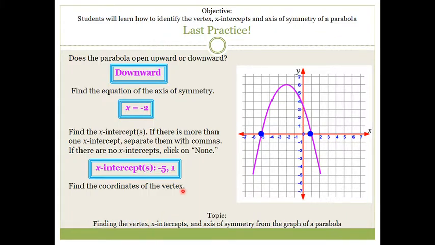And the coordinates of the vertex. Well, there's the vertex right there. And we can see that as an ordered pair, we list the x first, -2. The y coordinate that goes with that is 6.